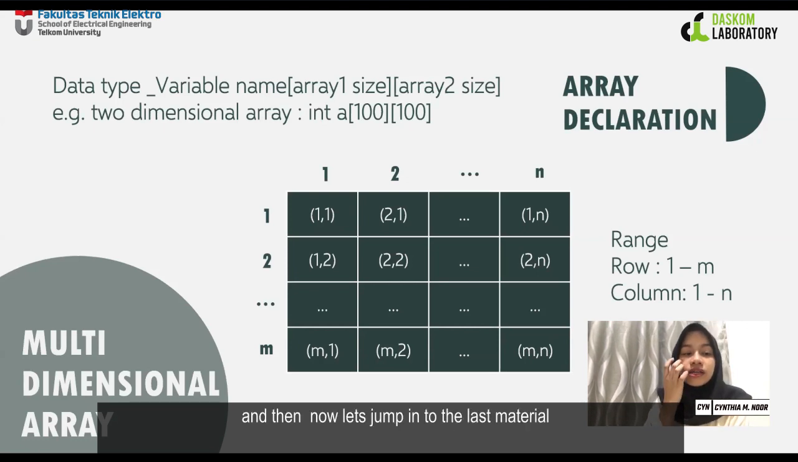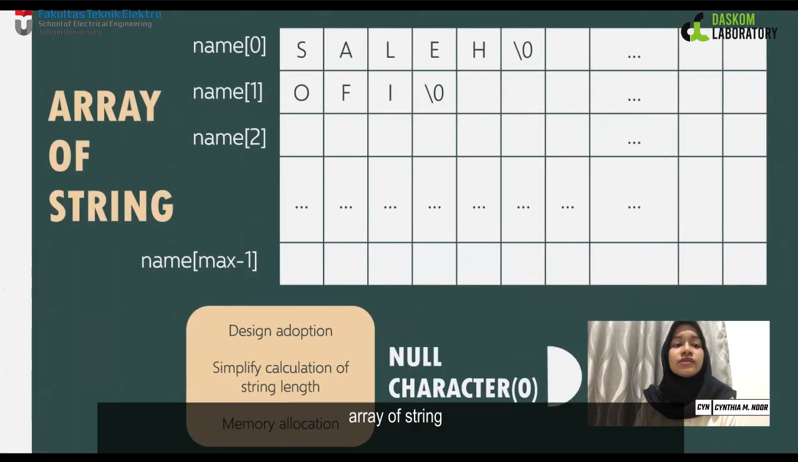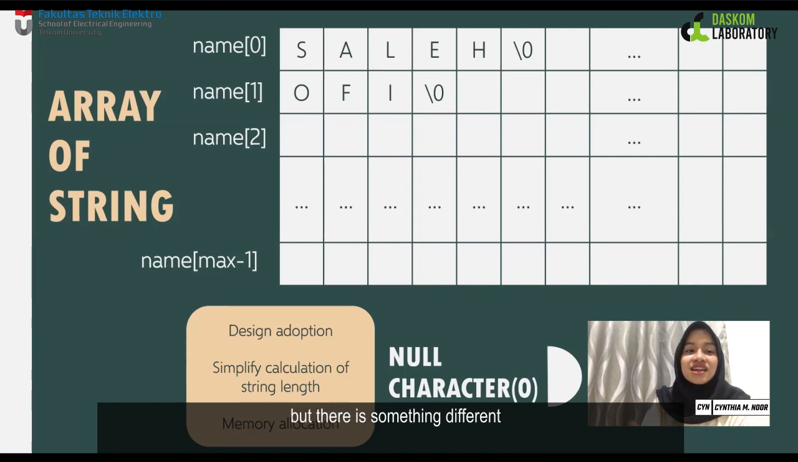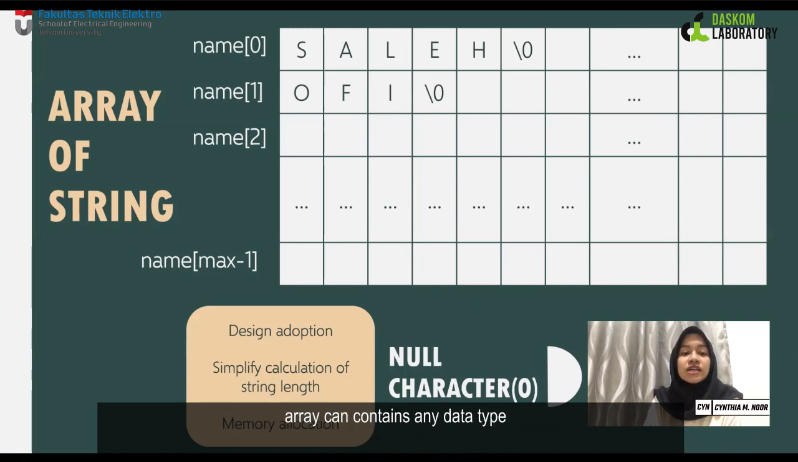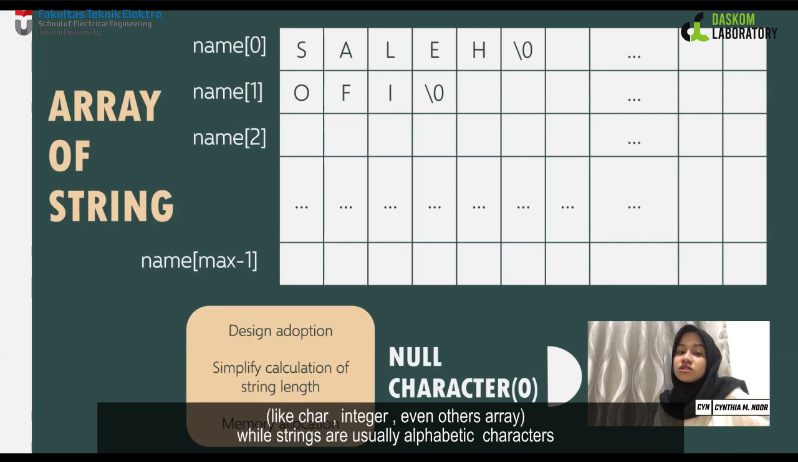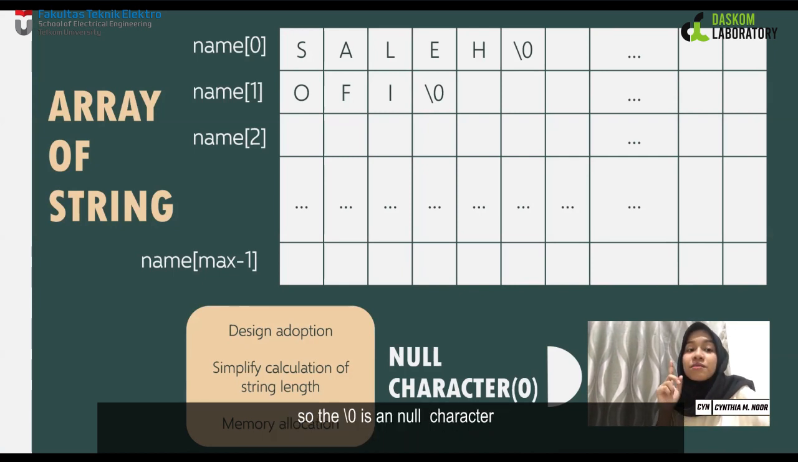And now let's jump into the last material, array of string. Here there are two names, Saleh and Ovi, but there is something different from before, because there is \0. So what is it? Firstly, an array of strings is a two-dimensional array of characters, right? Arrays can contain any data type like char, integer, even other arrays, while strings are usually alphabetic characters ending in null. So the \0 is a null character.